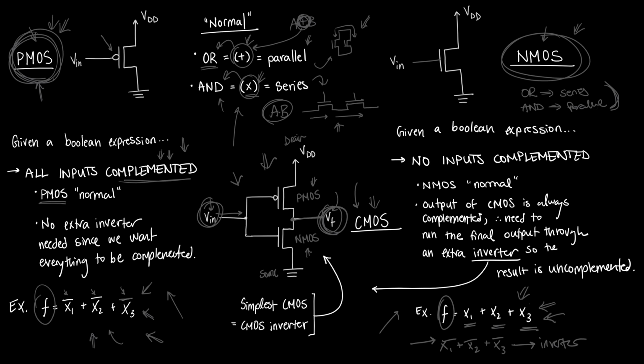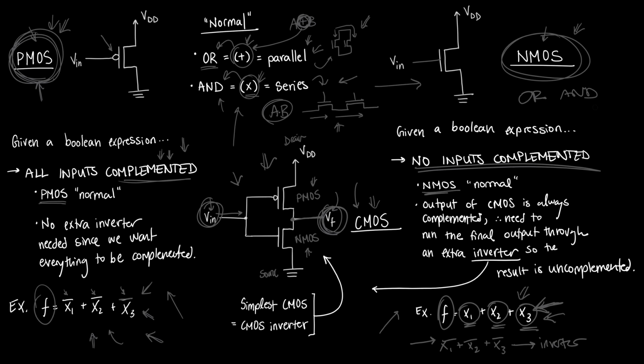So on that note, if you have none of the inputs being complemented, you get something like this, where everything is just exactly as it is. There's no negations on anything. Then you're going to treat NMOS as normal. That means this time NMOS is getting the normal treatment, which means OR for NMOS is going to be parallel and AND is going to be series. So you're giving NMOS the normal treatment this time because none of the inputs are complemented. And since NMOS is getting the normal treatment, PMOS has to get the opposite treatment. So for PMOS in this case, you're going to have to treat OR as series and AND as parallel.